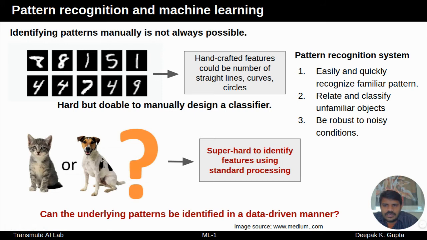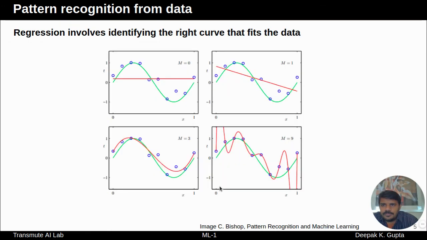So now we said that we could derive these patterns in a data-driven manner, but can we really do that? We start with a very simple example of regression. This example we showed in one of the slides from the previous week. What we see here is that there's an underlying model, a sine curve, which is shown in green. From the sine curve, we sample a few data samples, which are shown in blue circles.